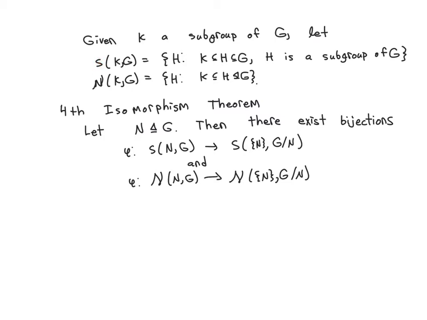So S stands for subgroup. It's the subgroups that lie between K and G. N stands for normal subgroups, so N of K, G is those subgroups H where H is normal in G.